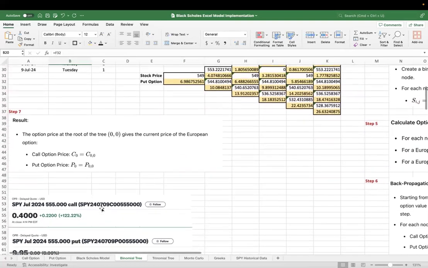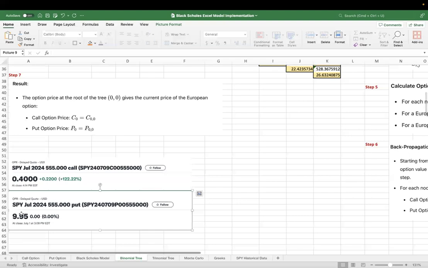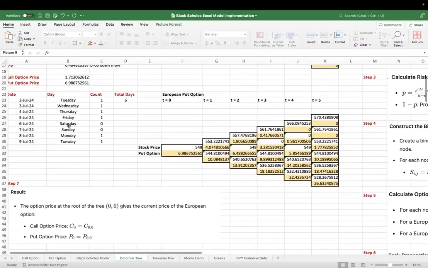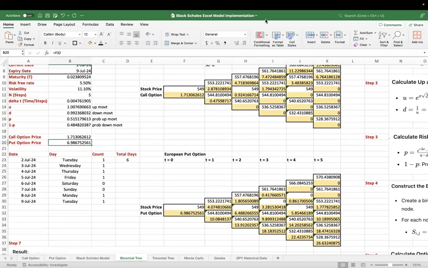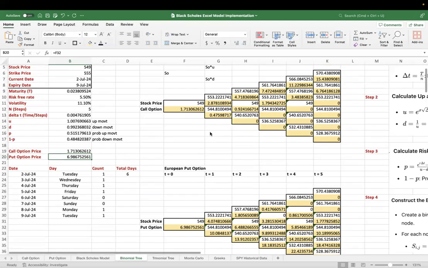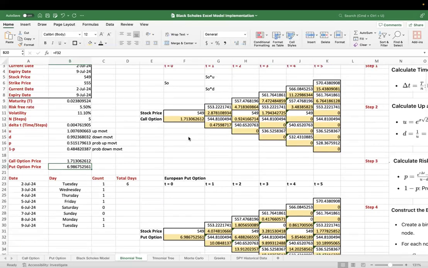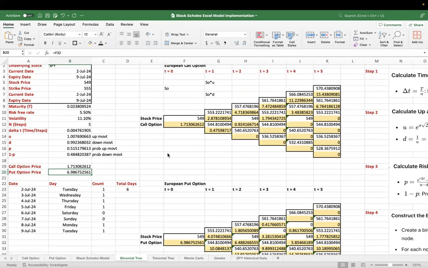But the option was trading at 9.95. If you see, the option was trading at 9.95, but the value we found using the binomial tree was 6.98. So is it clear? Yes, so for call option, that is correct, it is undervalued.